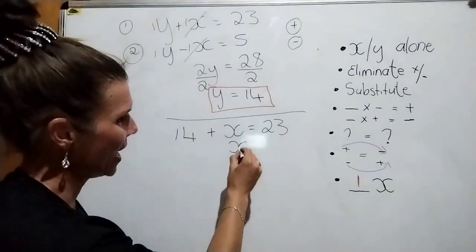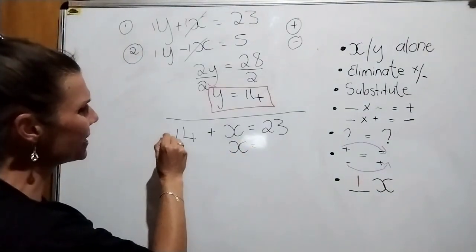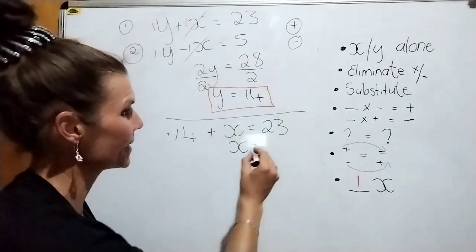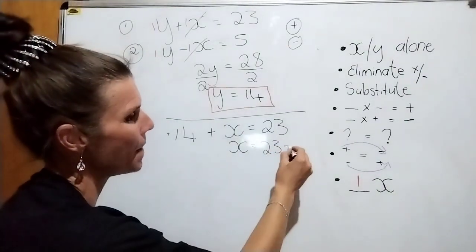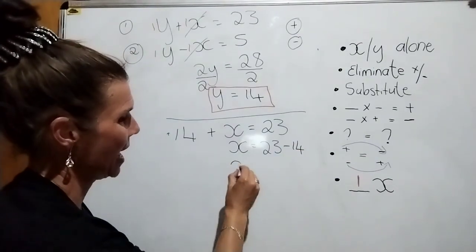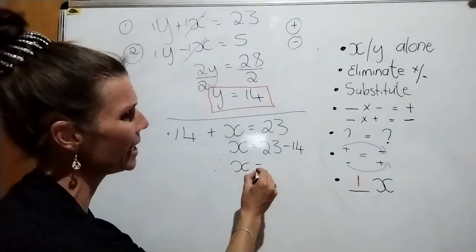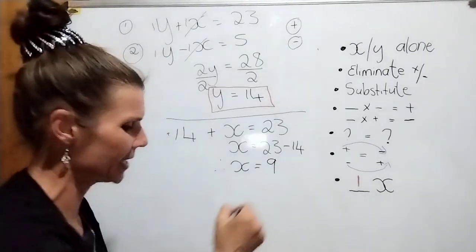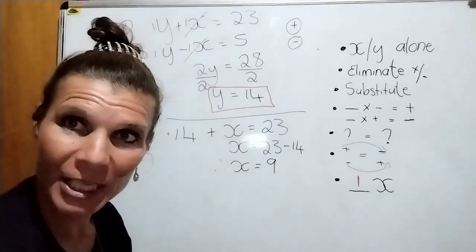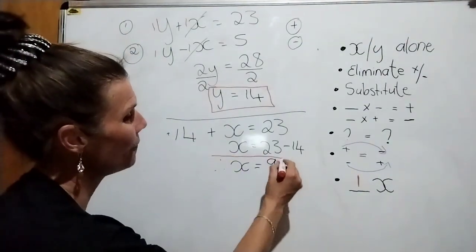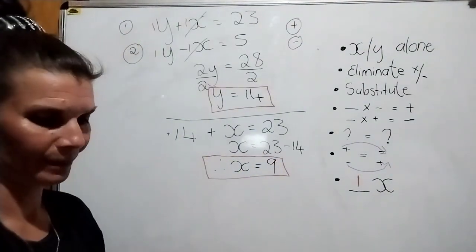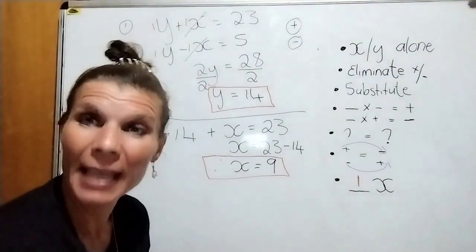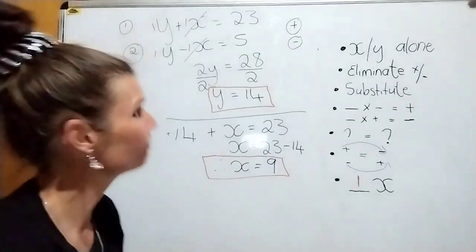What will I do? x equals, there's a plus, and when a plus runs over, it becomes a minus. 23 minus 14. And what will my answer then be? 23 minus 14 will give me a solid 9. So, whoop-de-doo, now I have my value of x. Now the proof is in the pudding. Let's see if my simultaneous equation works out.